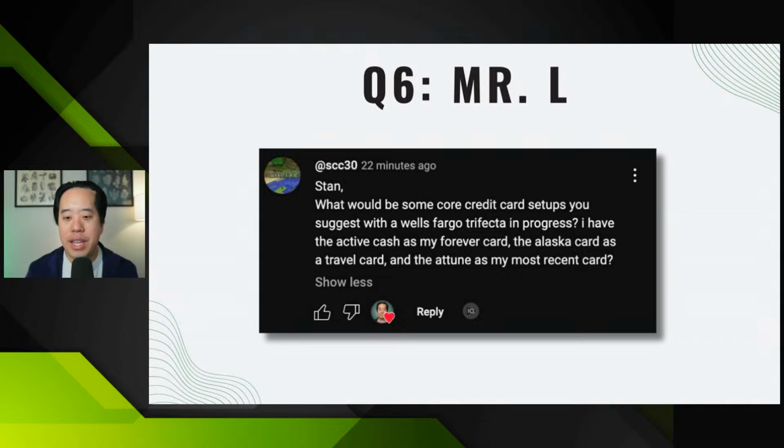I have the Active Cash as my forever card, the Alaska card as a travel card, and the Attune as my most recent card. Okay, great.